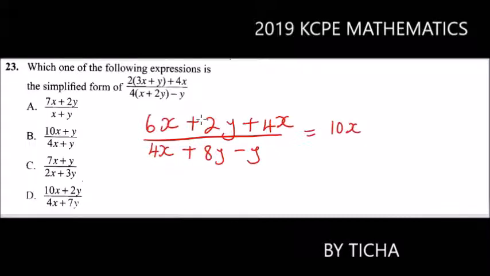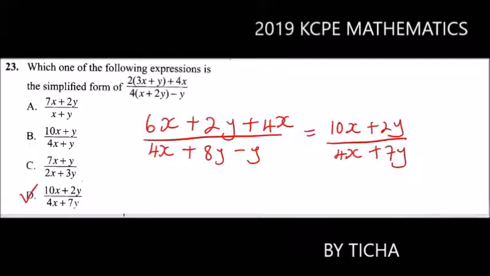and then you have plus 2y. This you divide. Here we have 4x, and then we have 8 minus y. 8y minus y will give you plus 7y. So if you check your answer, the correct answer is D. So that is how you work out that.